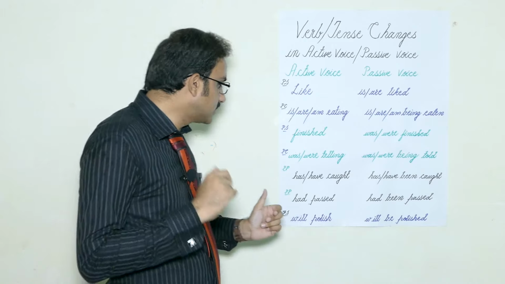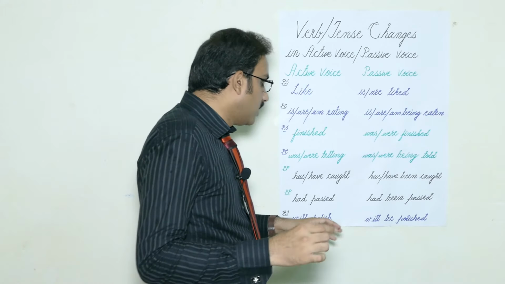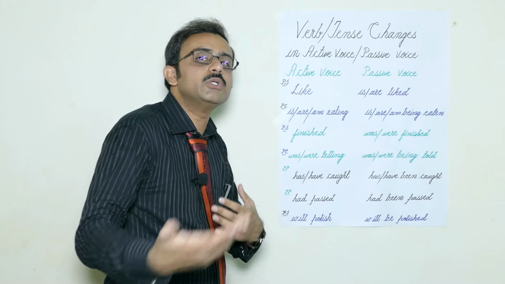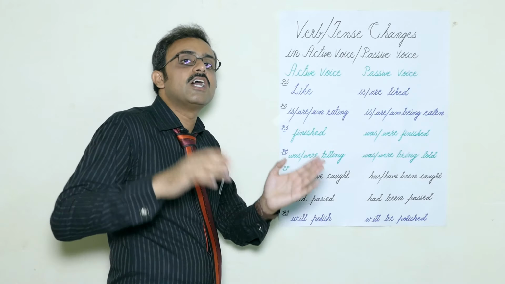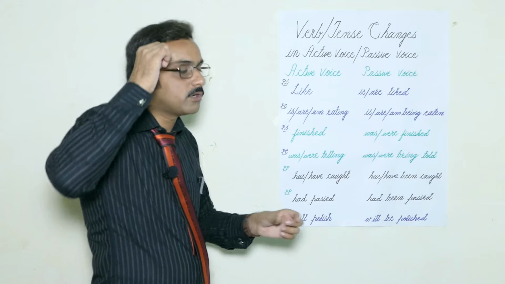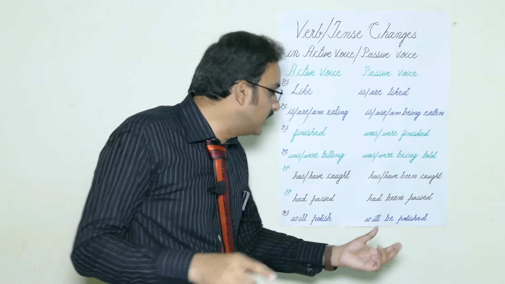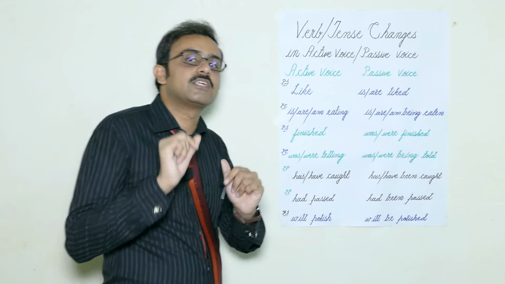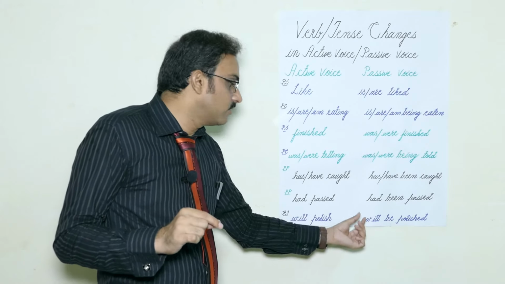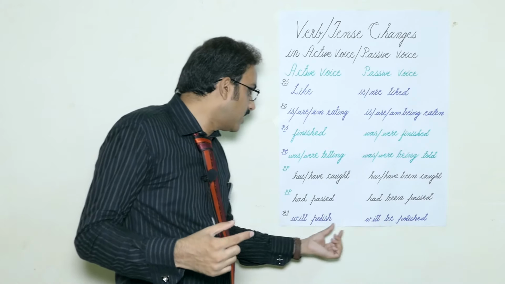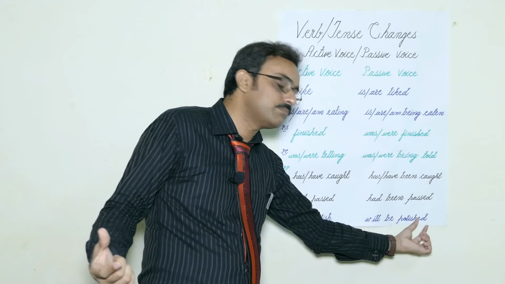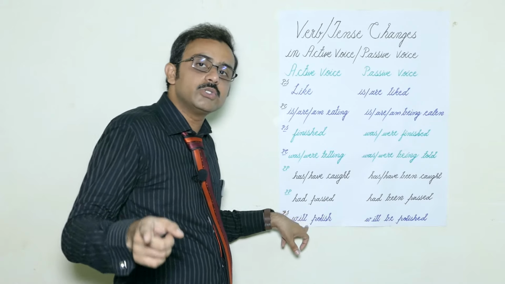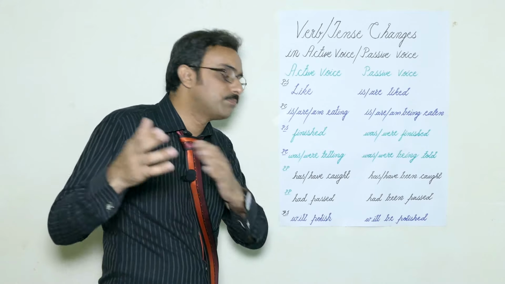Got that? For example, we have a sentence, she will polish her shoes. Now look at the change of passive. Her shoes will be polished by her. The difference is what? Will is changed into will be, and first form is changed into third form, means present tense is changed into past participle. She will polish her shoes. Her shoes will be polished by her.